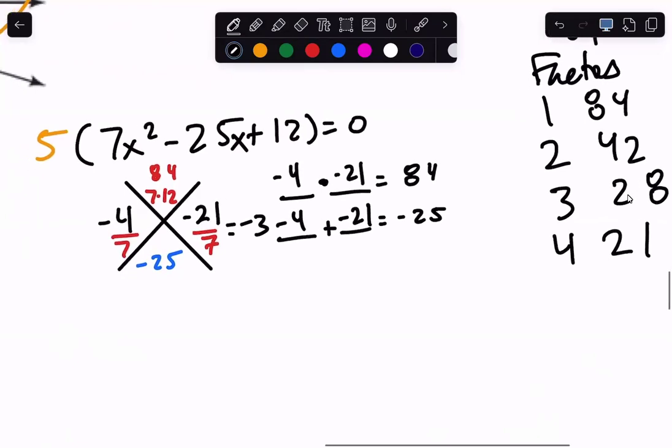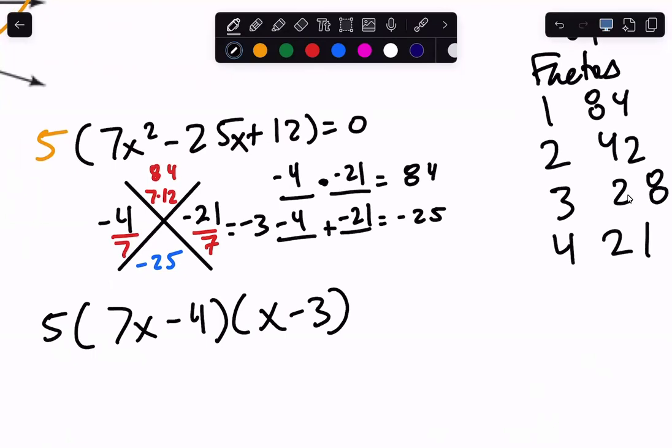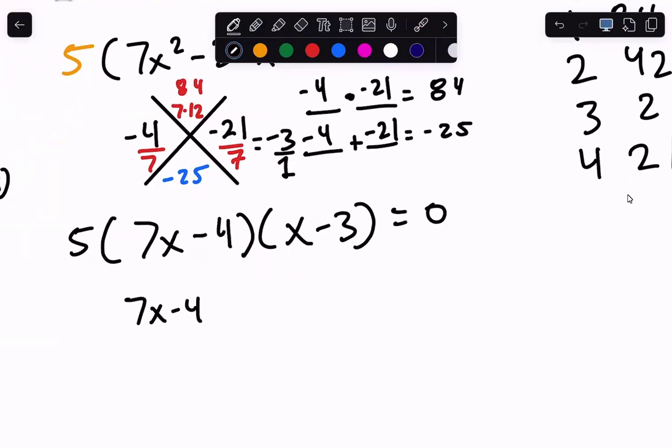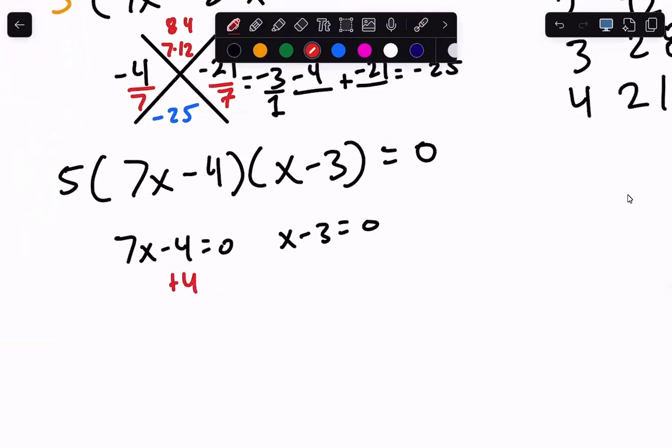So when we write out the factors, it would be 7x minus 4, x minus 3, because there's an imaginary 1 on the bottom of that negative 3. So that would go right in front of this x. So we will have equals 0. So we're going to have two answers for this problem. 7x minus 4 is equal to 0. x minus 3 equals 0. And then all we're doing is just solving for x.